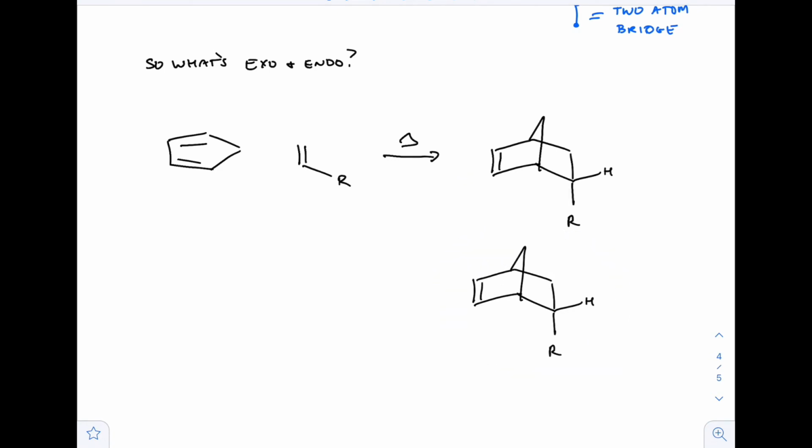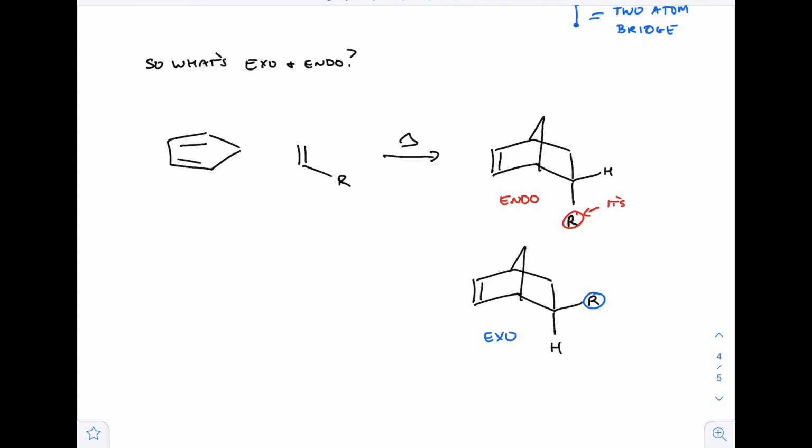That ring looks too good. I'm going to have to copy and paste that so I don't have to draw it again. You guys are going to have to get some practice because your structure is going to look horrible for a while. But I believe in you. Okay, when that R group is up, it's exo, and when it's down, it's endo.